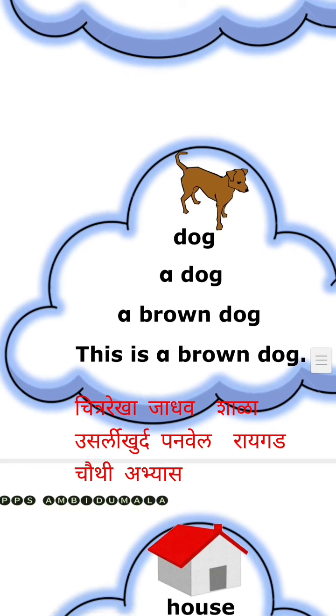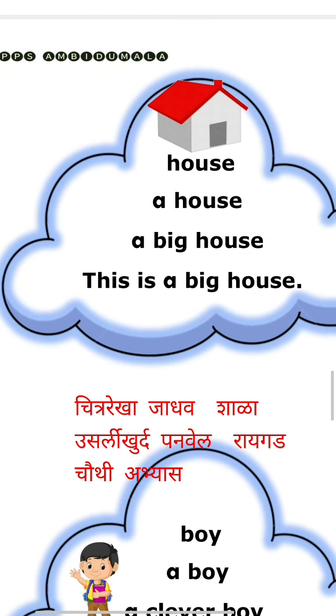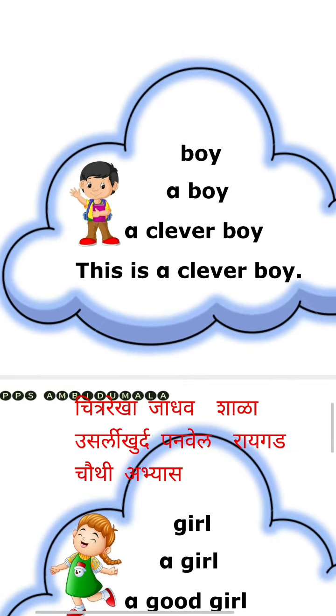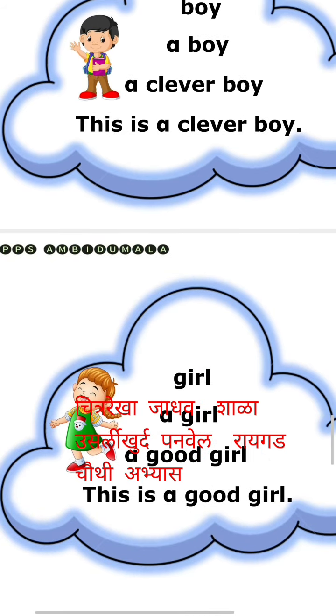Dog. A dog. A brown dog. This is a brown dog. House. A house. A big house. This is a big house. Boy. A boy. A clever boy. This is a clever boy.